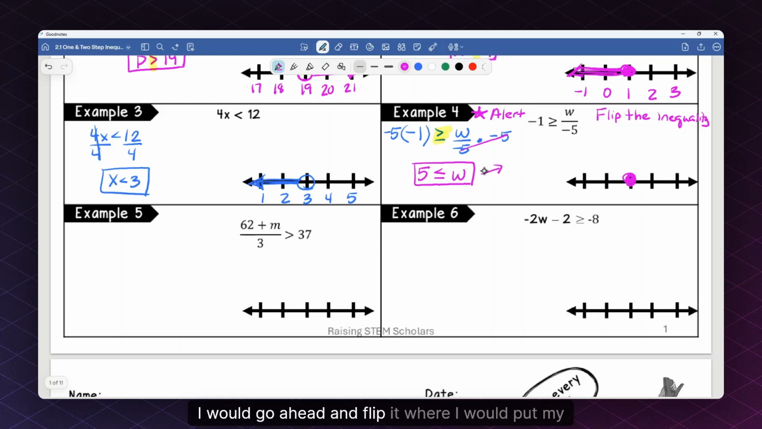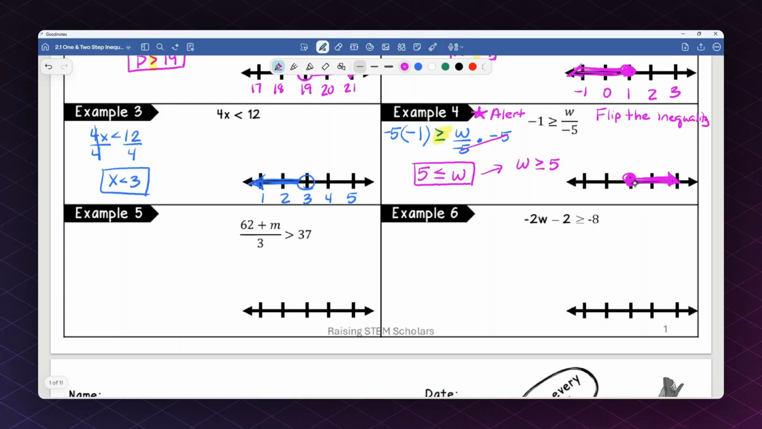I would go ahead and flip it where I would put my y like this. I would probably write it like this. And then that way, the way that it points is helping you draw it. Because what we needed is w is greater than 5. So we needed the greater way.